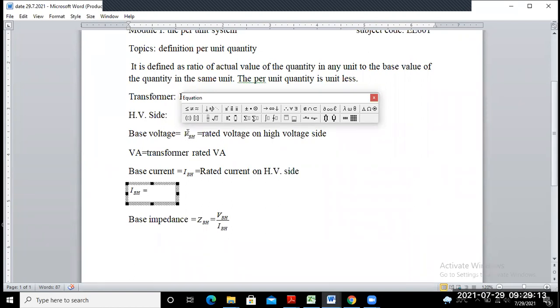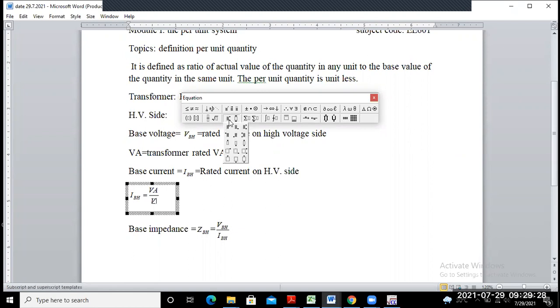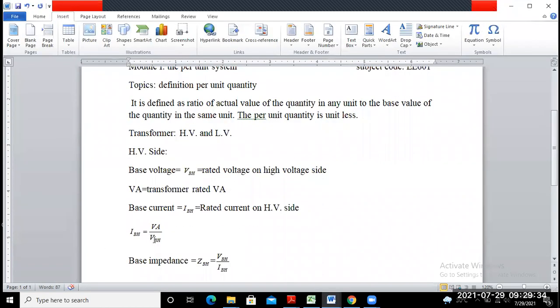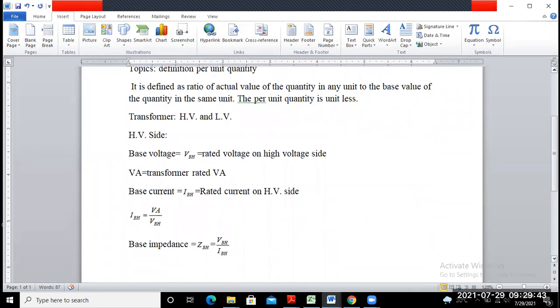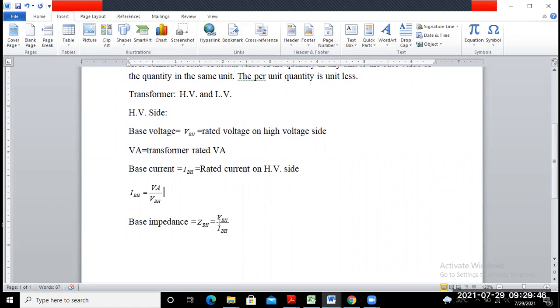So IBH equal to volt ampere divided by VBH. I just write here: the rated volt ampere of the transformer divided by the base voltage of the high voltage side, VBH. Is it clear now? Just follow step by step. Up to this point, is it clear to all of you? Or do you have any problem? Just tell me. No, sir.